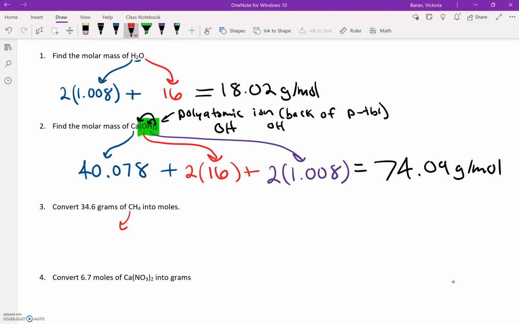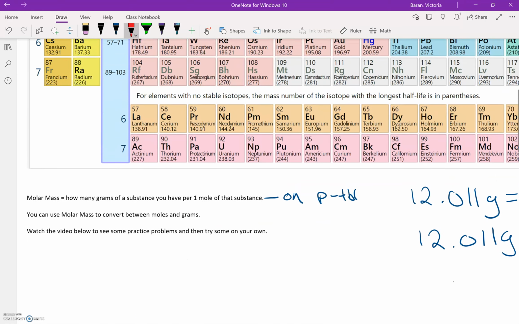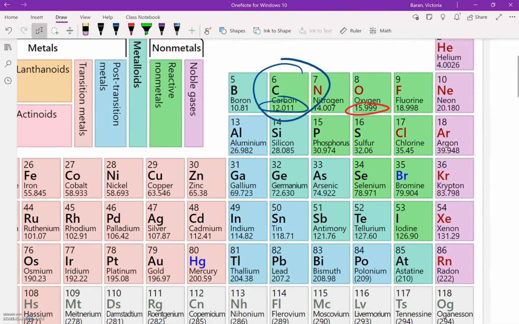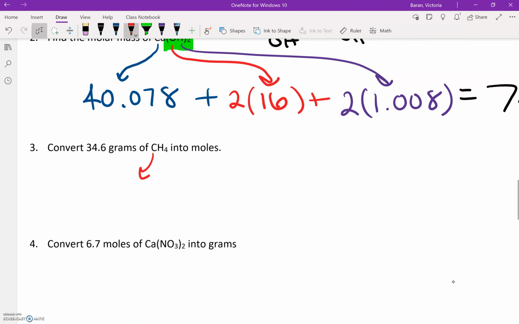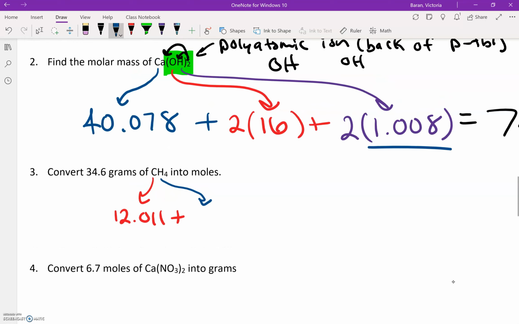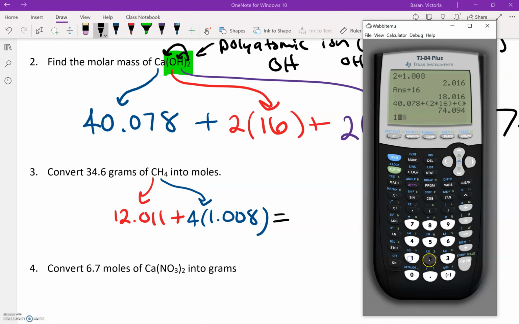So I'm going to start with C, which we did talk about earlier, which is carbon. That's 12.011. Okay, and we only have one C, 12.011, plus, now we have the H, which is hydrogen. We already talked about that one earlier, 1.008, and notice it's H4. So I have to multiply this by 4. So I'm going to go ahead and find that. So 12.011 plus 4 times 1.008.